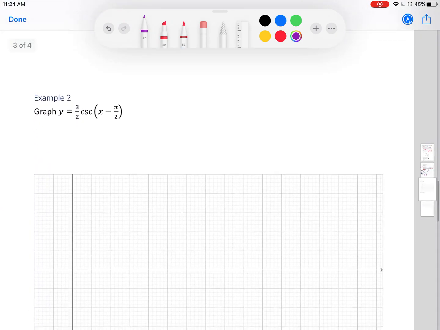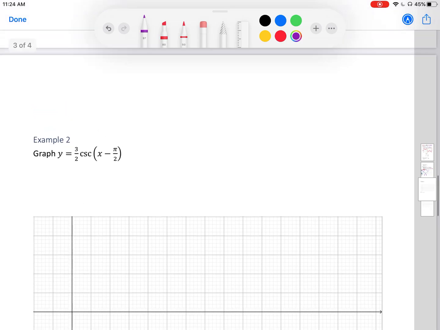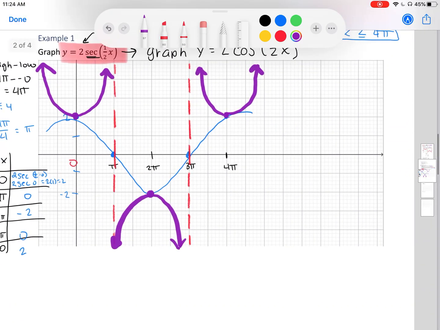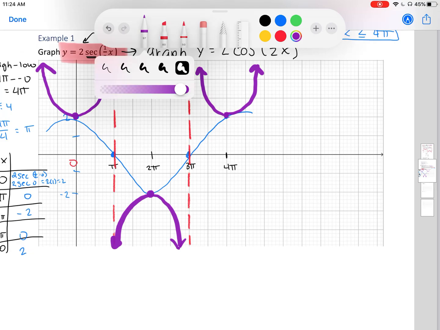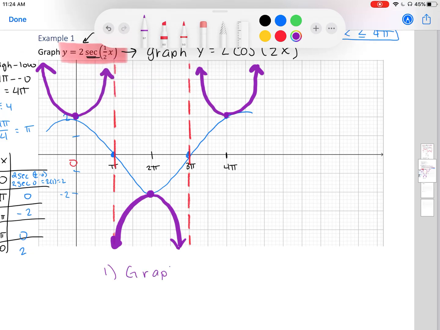Now I'll let you finish off these problems on your own. Remember, what are your rules? You first want to graph the reciprocal function, meaning sine or cosine. To help you out, if you're being asked to graph secant of x, you have to graph cosine. If you're asked to graph cosecant of x, you graph sine.